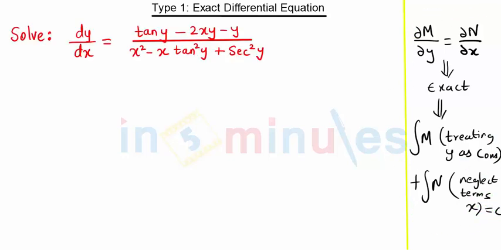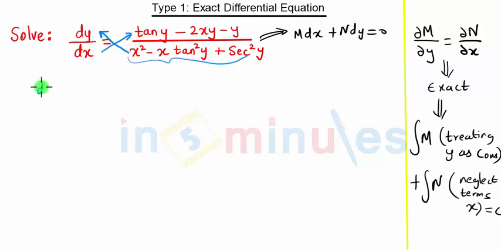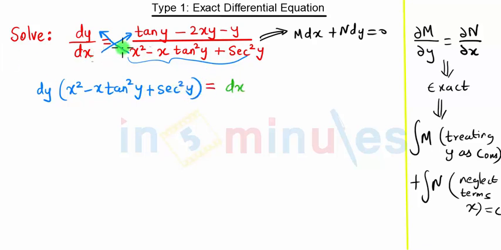So this is our question. As you can see, we need to find the solution of this equation, but this equation is not in the form M dx plus N dy. So we have to make this equation in this form. For that, we will cross multiply. We get dy into this part, that is x square minus x tan square y plus sec square y, which will be equal to dx into this part, which is tan y minus 2xy minus y.